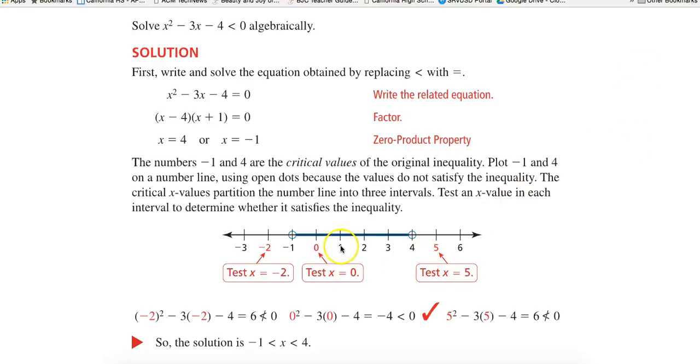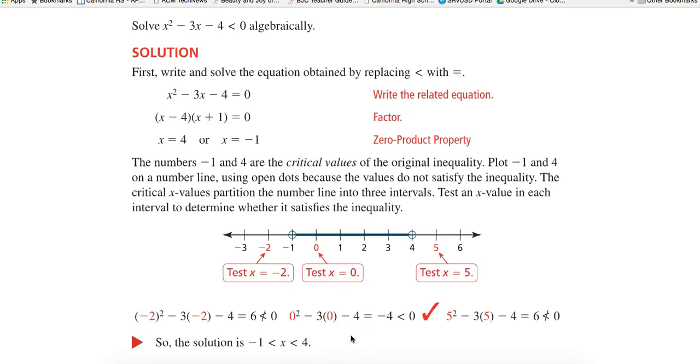Now, since our solution set is between these 2 points, the way that we would write that as an inequality is x is greater than -1 and less than 4. This is an AND statement because we need both of these to be true. X has to be greater than -1 and less than 4.